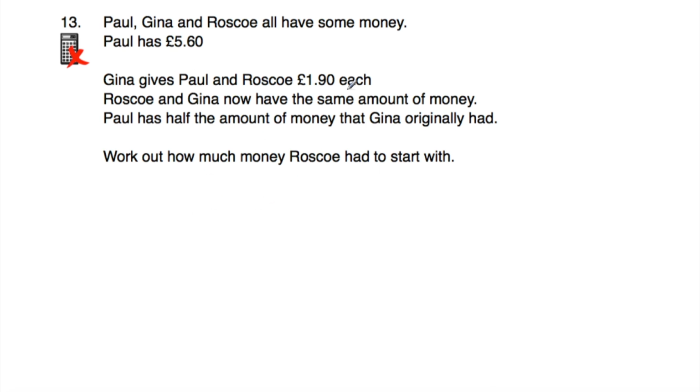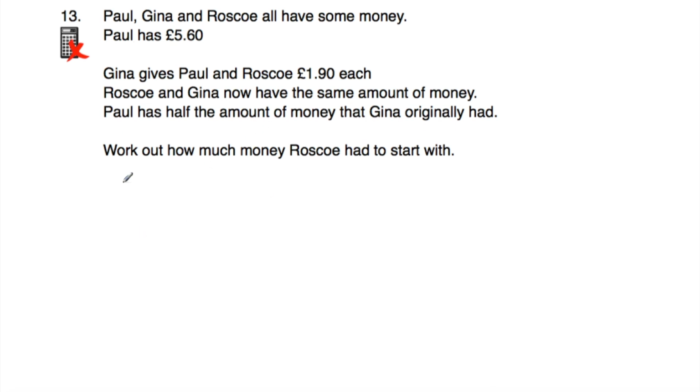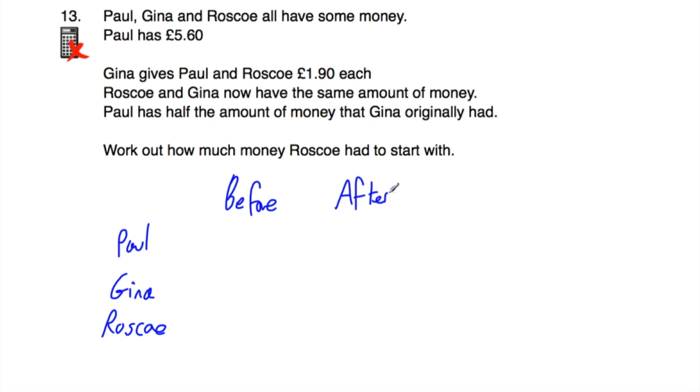So I'm going to use a similar approach to this question as I did in question number 11. So I'm going to write their names down, Paul, Gina, and Roscoe. And we've got before, like they had some money, and then they start giving each other money, so then we'll write after, and we'll see what's going on. So first of all, we're told that Paul had £5.60, so let's write down £5.60. He had £5.60 to begin with.